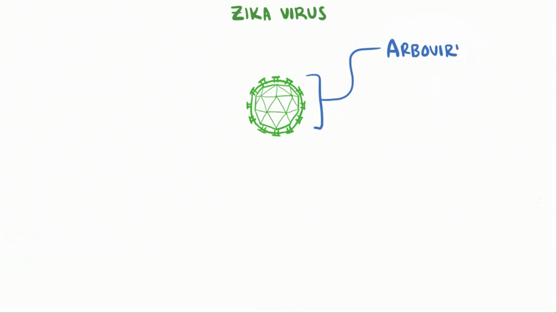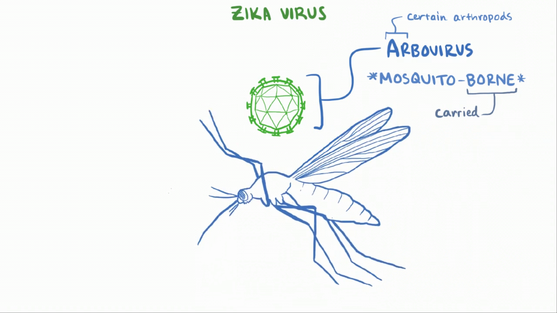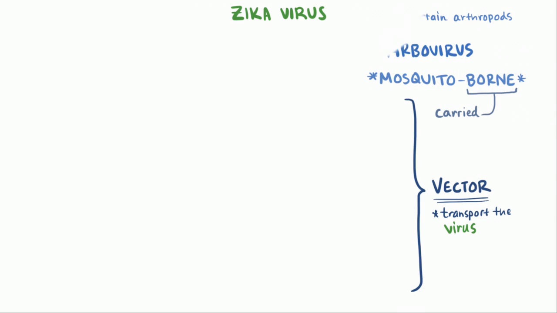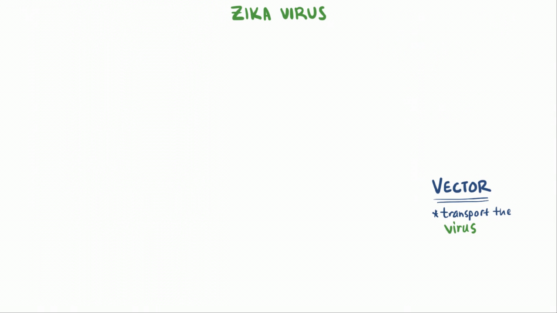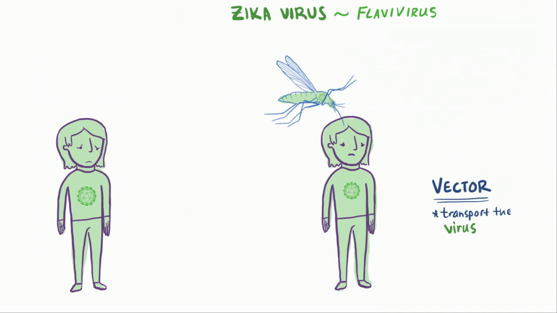Zika virus is an arbovirus, meaning it's transmitted via certain arthropods, specifically mosquitoes, so it's a mosquito-borne virus. Mosquito-borne doesn't mean that the virus is born in the mosquito, though, but it's borne with an E, which means carried or transported. Sometimes we call organisms like this vectors, where all they do is transport the virus. So with Zika virus, just like other mosquito-borne viruses like dengue fever, yellow fever, Japanese encephalitis, and West Nile virus, the mosquito acts as a vector that transmits the virus from one person to the next. These viruses are all in the genus Flavivirus.